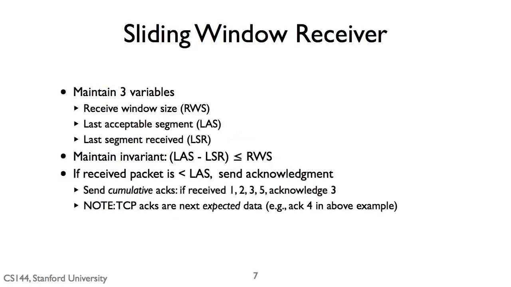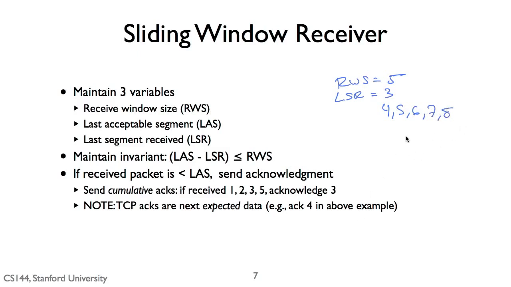The receiver also maintains 3 variables. It has a receive window size, the last acceptable segment. So this is the last segment that it will receive and won't drop on the floor. If it receives a segment past this value, it'll assume something is wrong or it's not going to buffer it and it'll just discard it. Then there's the last segment it's actually received. And so the receiver is then maintaining this invariant, that the last acceptable segment minus the last segment received must be less than or equal to the receive window size. And so if you have a receive window size equal to 5 and a last segment received equal to 3, then it's not going to accept anything past 4, 5, 6, 7, 8.